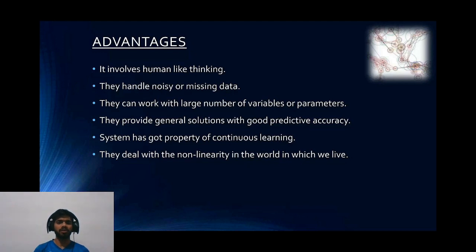Now advantages of artificial neural network: it involves human-like thinking, they handle noisy or missing data, they can work with a large number of variables or parameters, they provide general solutions with good predictive accuracy, the system has the property of continuous learning, and they deal with the non-linearity in the world in which we live.